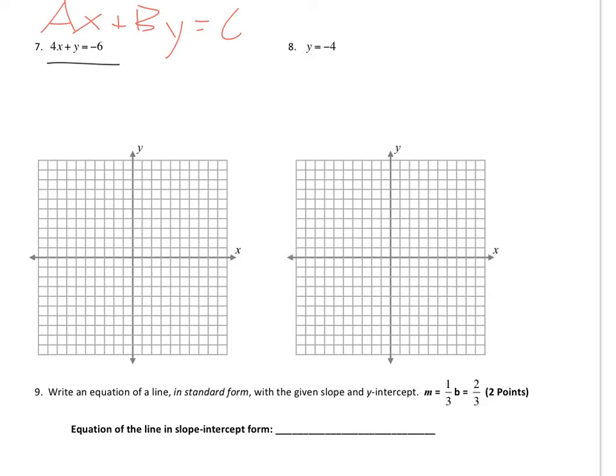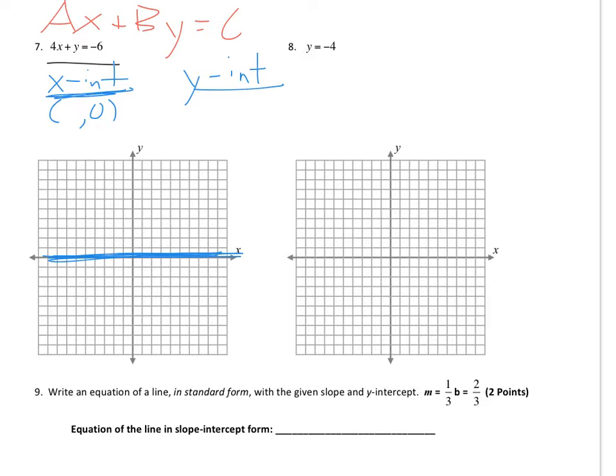Standard form is all about finding intercepts. Once you find the x-intercept and the y-intercept, all you have to do is plot those points and connect them, and you have a line. The thing about an x-intercept is that it crosses the x-axis, and it always has a y value of 0. Always. No matter where it is on the axis, it always has a y value of 0.